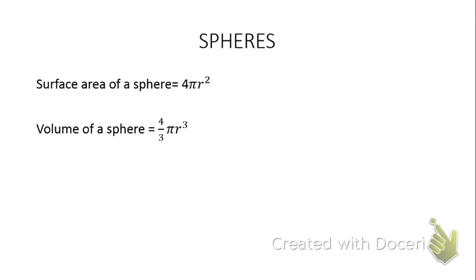Alright, today we're going to be talking about spheres. We're going to find the surface area of a sphere, and here's the formula for that: 4 pi times the radius squared. And then to find the volume of the sphere, 4/3 pi times the radius cubed, or to the third power. Remember, when you're using 4/3, I think it's easier to just multiply 4 pi r to the third and then divide by 3 as your last step.